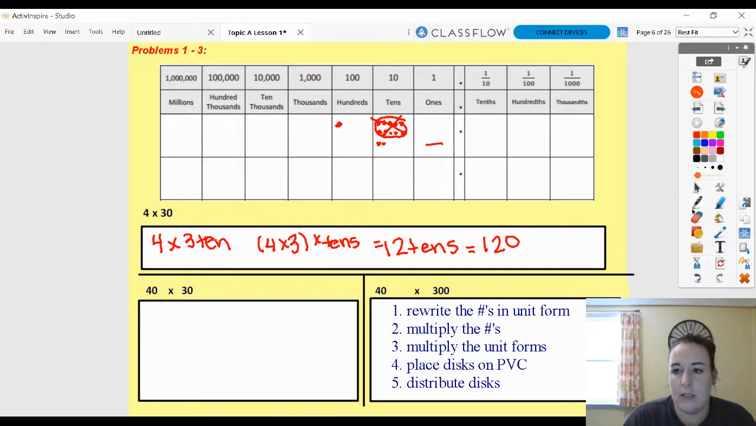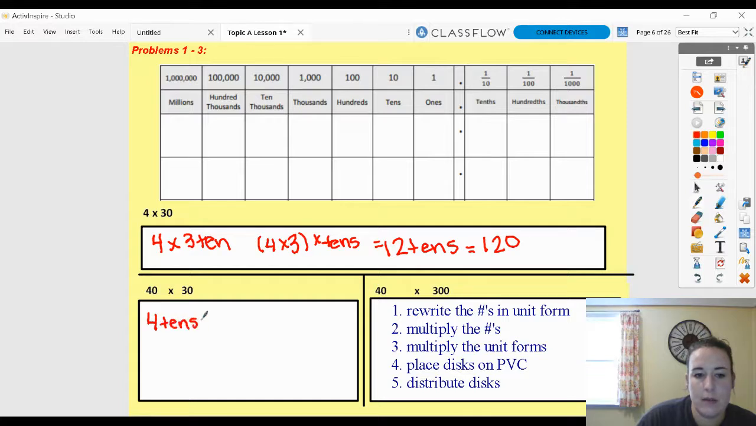Now let's do this same problem, but slightly differently. We're going to do 40 times 30. So I have 40 times 30. The first thing I need to do is rewrite my numbers in unit form. So instead of 40, I have 4 tens. And instead of 30, I have 3 tens. So I have 4 tens times 3 tens.